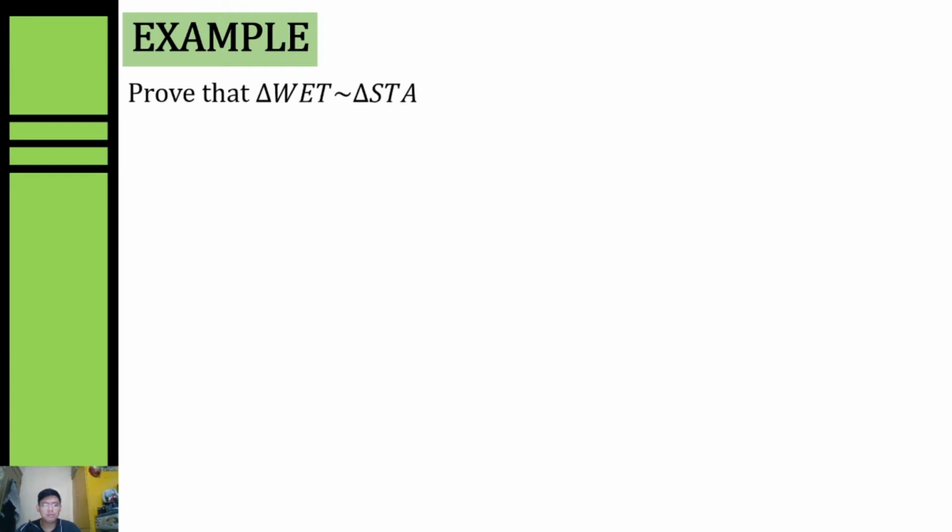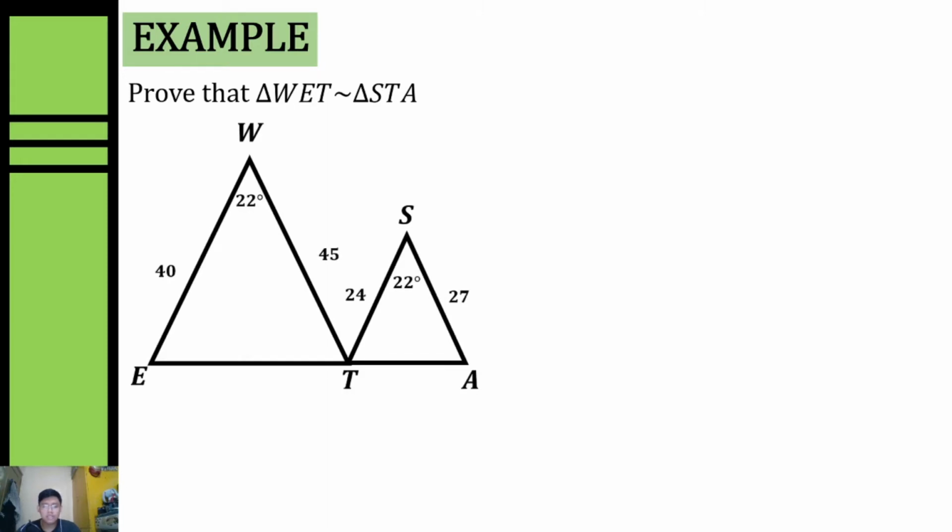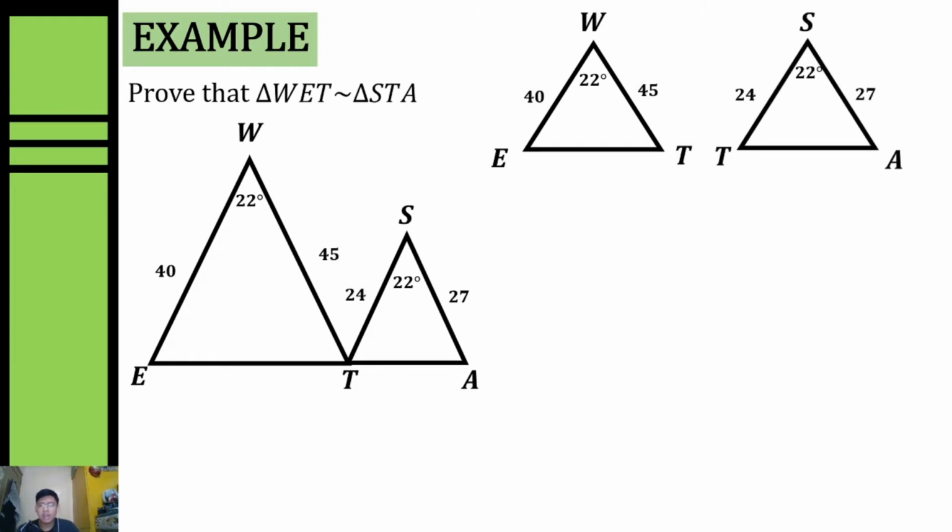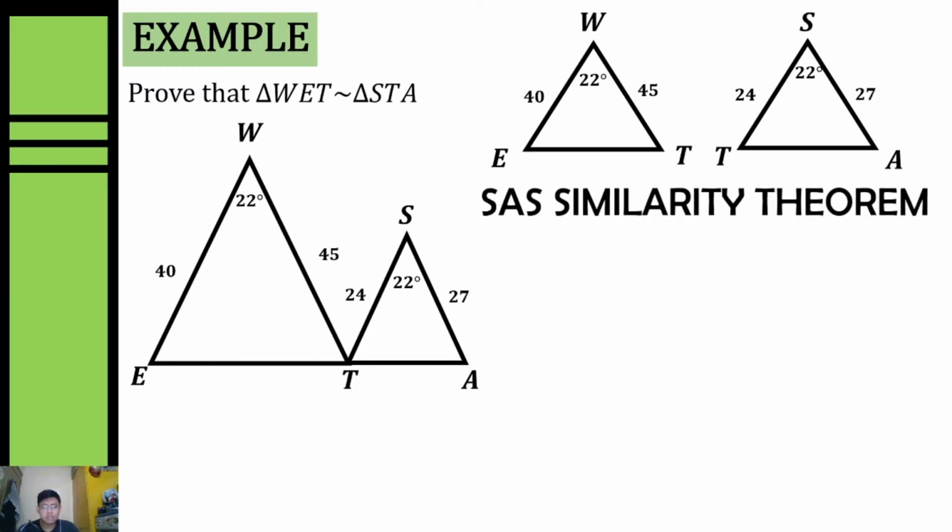Alright, let's have another example. Let's prove that triangle WET is similar to triangle STA. Looking at our figure, we have these two triangles, and we're going to identify if they are similar. We have WET with the dimension and triangle STA with the dimension. Looking at our triangles, we're given the measurement of the two sides and its included angle. So we will use the side angle side similarity theorem.